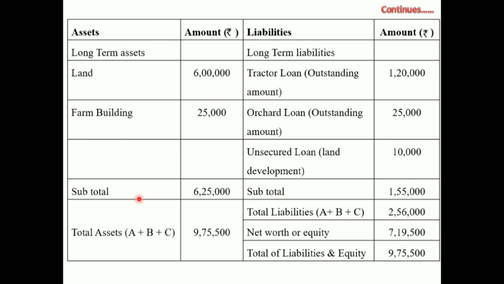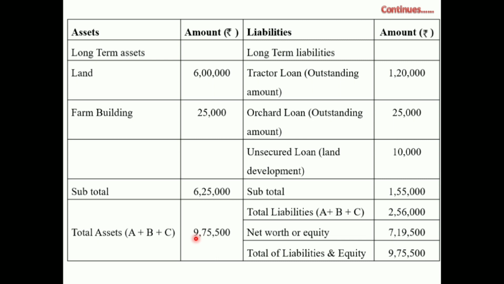Asset side total is 9,75,500, meaning current assets plus intermediate assets plus long-term assets. Then the total of liability, current liability plus intermediate liability plus long-term liability, is 2,56,000. Then the difference between total assets and total liability is nothing but net worth or equity.